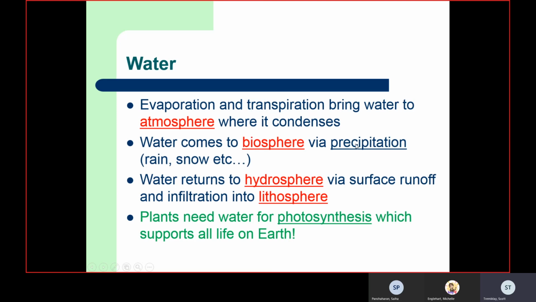Water comes into the biosphere via precipitation, and then it returns to the hydrosphere through runoff, or infiltration into the ground into the lithosphere. But the plants need water for photosynthesis, which supports all life on Earth. This is why you don't have a lot of plants growing in the desert.